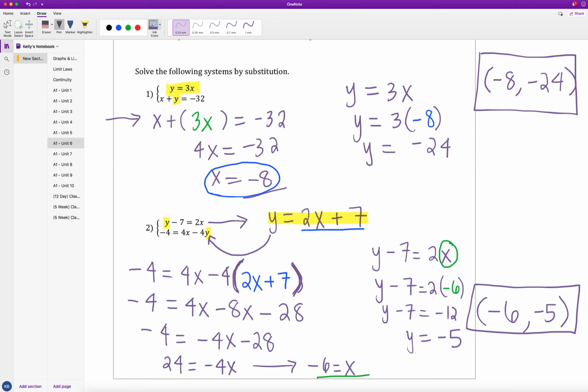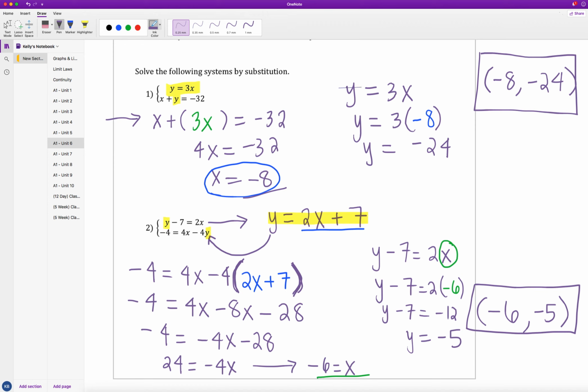The other thing that's important to remember is, just like we talked about in our last video, if I have an answer, I can always check that answer. So I could check both of these answers by substituting them in and making sure that each equation is holding true.